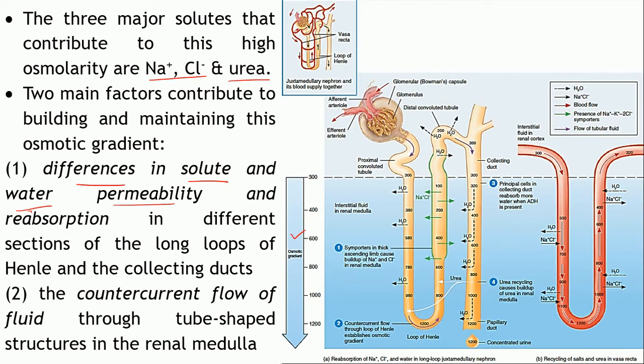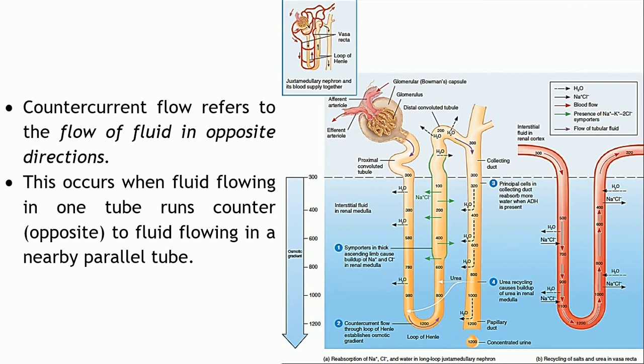So this difference in the movement of solute and water in either direction, may it be secretion or reabsorption, is variable. That makes it possible to maintain this osmotic gradient. Another reason is the countercurrent flow of the fluids in the tubular structures in the renal medulla. Now what do you mean by this countercurrent flow? Countercurrent flow means flow of the fluid in opposite directions.